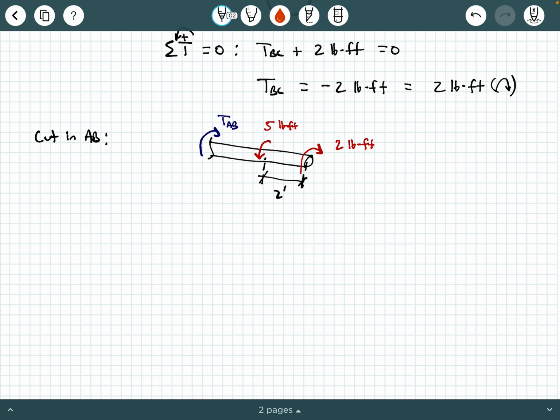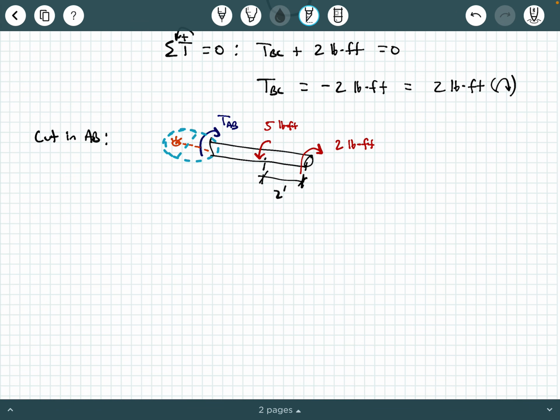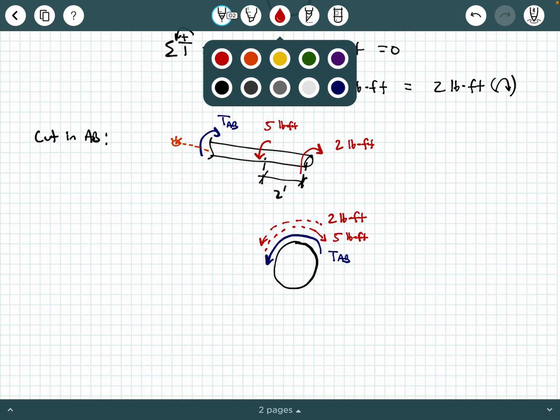I'm going to put a similar viewpoint here. I like to draw a little eyeball here and a dashed line to show which way I'm looking. And so you ask yourself, what do you see? What does this eyeball see when it looks inside that cut? Well, it sees the solid circle here, and then it sees the unknown TAB going counterclockwise. Behind that, it sees the 5 pound-feet, and then behind that, it sees the 2 pound-feet. So practice this visualization skill and make sure you can see these directions like I'm sketching them here.